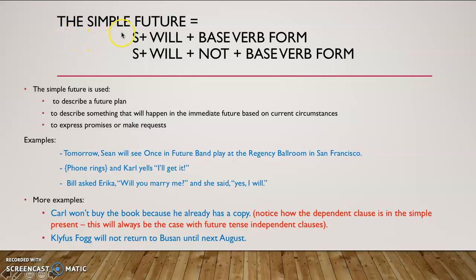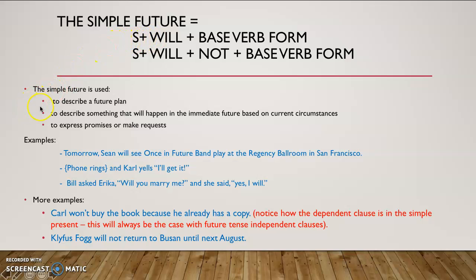The simple future is usually used to describe a future plan, to describe something that will happen in the immediate future based on current circumstances, and to express promises or make requests. To form a positive sentence, you would take the subject, add will, and then the base verb form. To create the negative, you would put not. You can also use never between the auxiliary will and the base verb form. A lot of times the speaker will contract the subject with the auxiliary will, so it might sound like I'll.